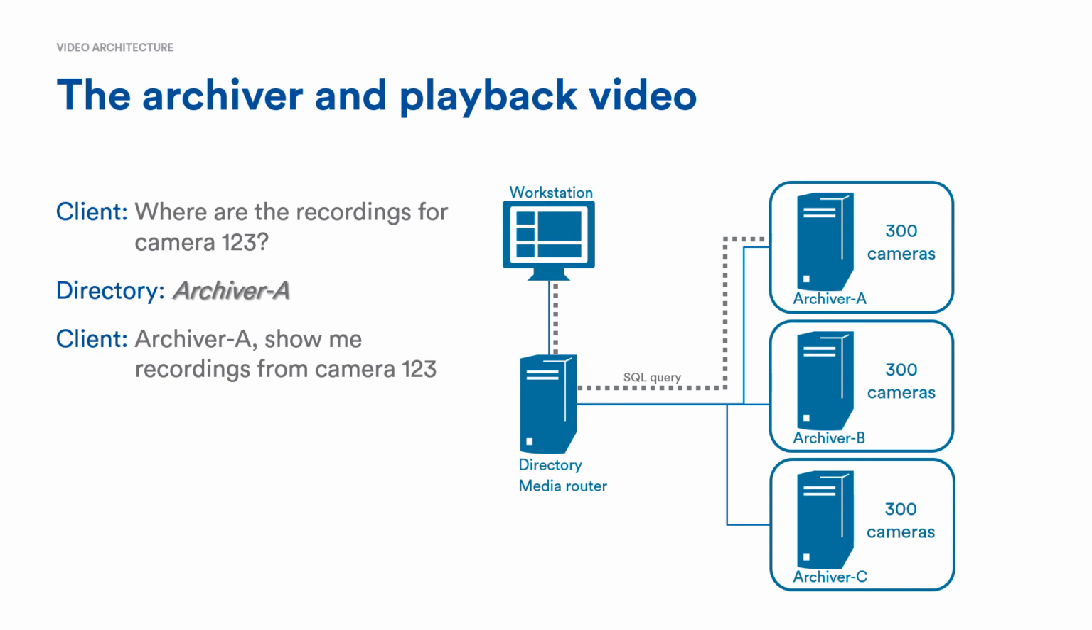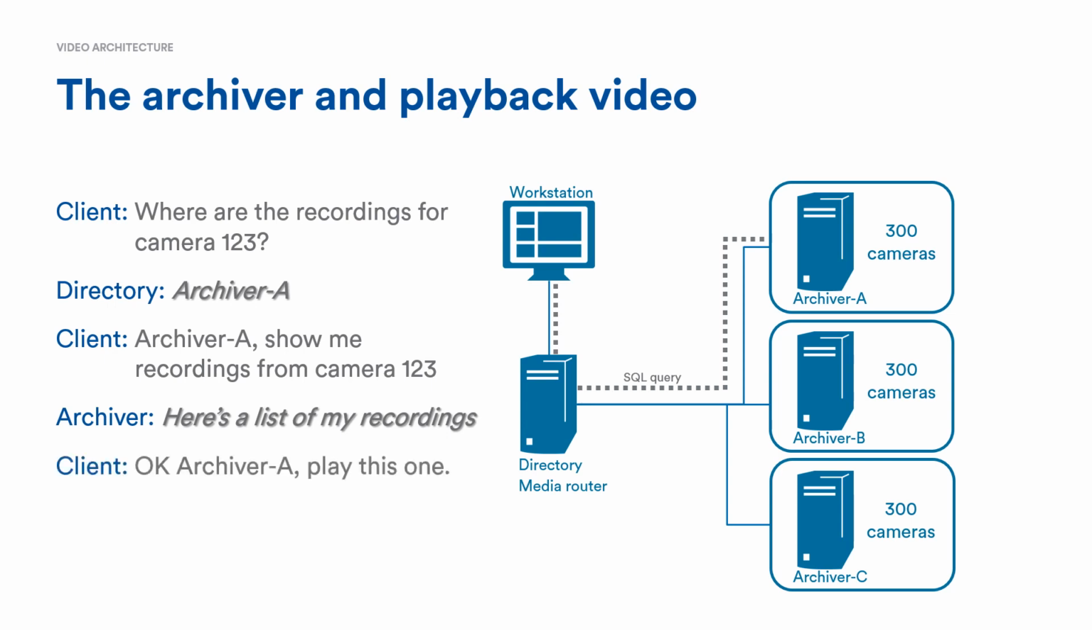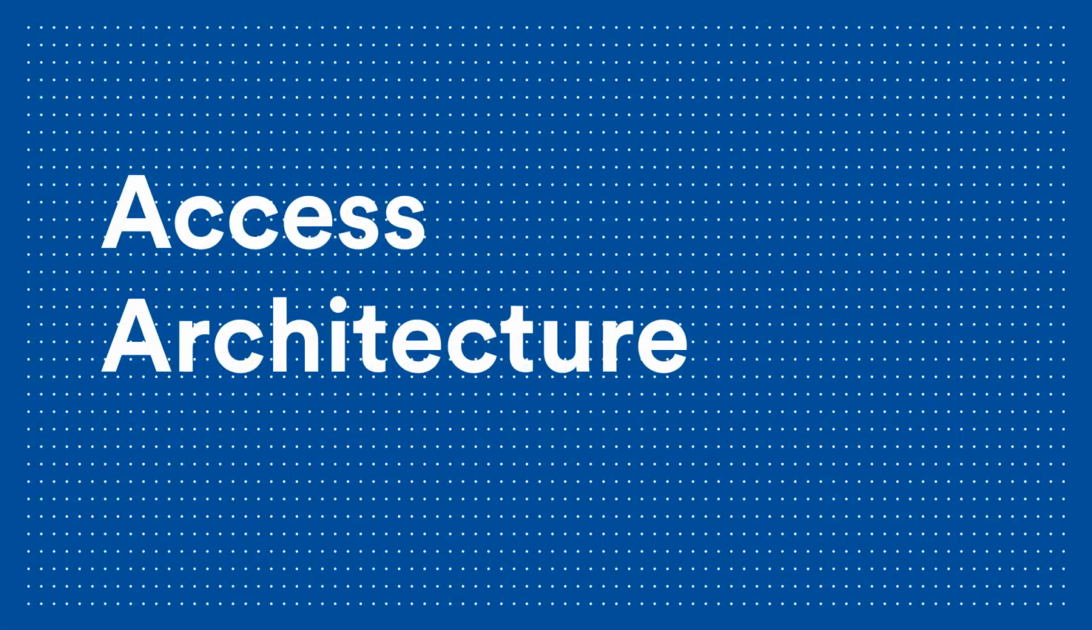The archiver queries its local database and replies with a list of available recordings. The client then chooses a recording from the list, and the archiver sends the playback stream to the workstation. So this concludes our initial overview of video architecture. Let's look next at access control.